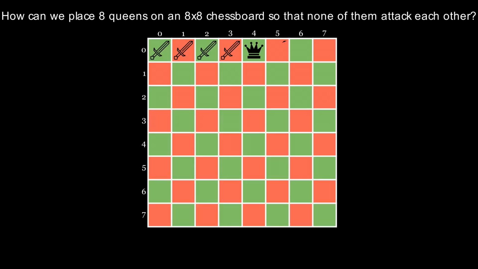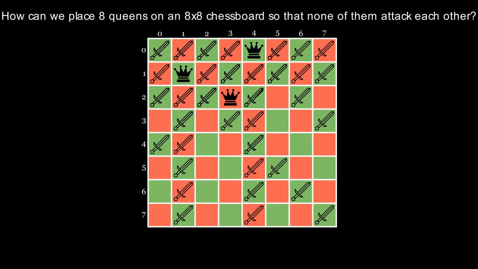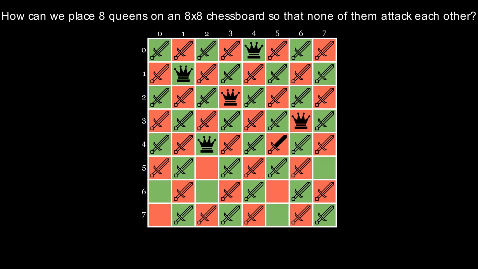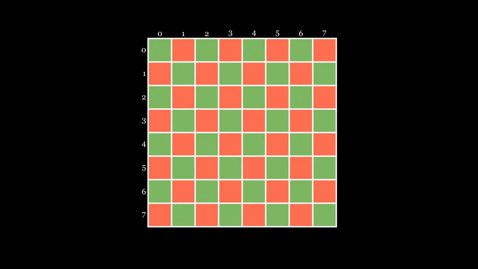How can we place 8 queens on an 8x8 chessboard so that none of them attack each other? We will be solving this problem using backtracking. The algorithm can be applied to any n×n board for n queens if a solution exists. The code will be presented in Python.